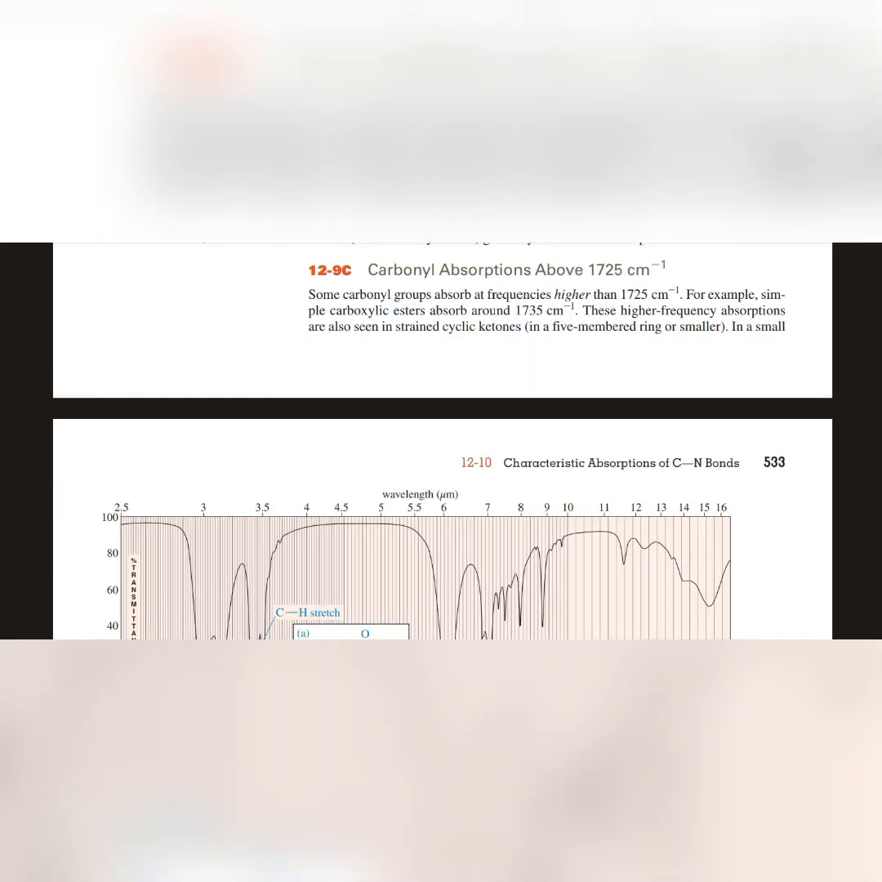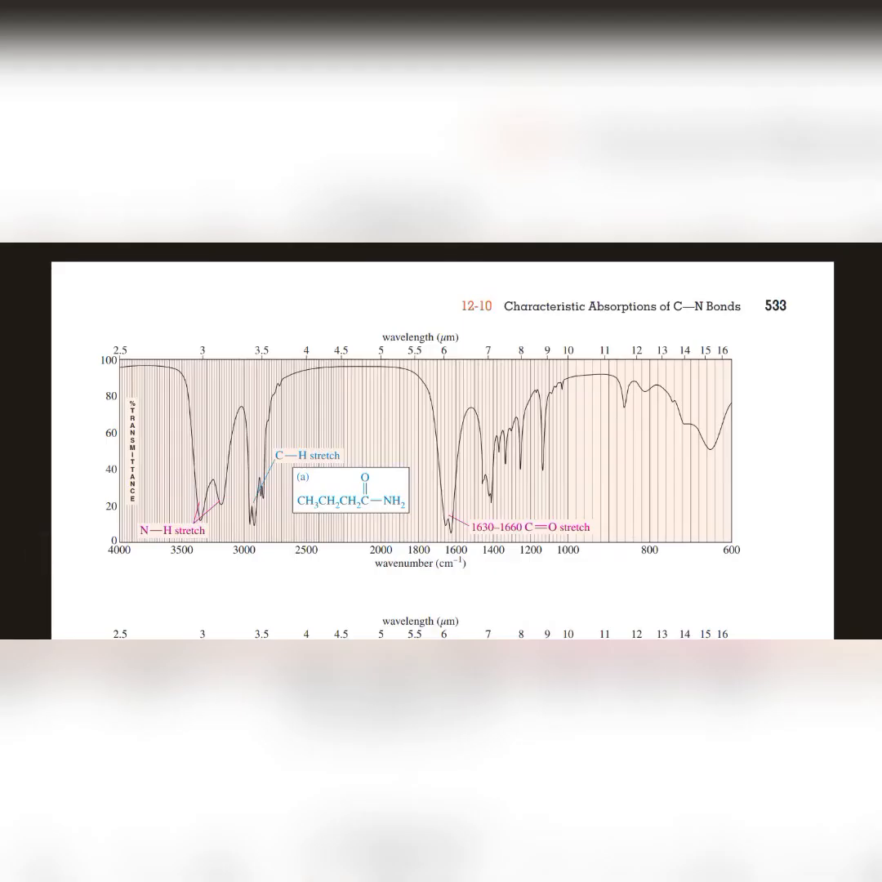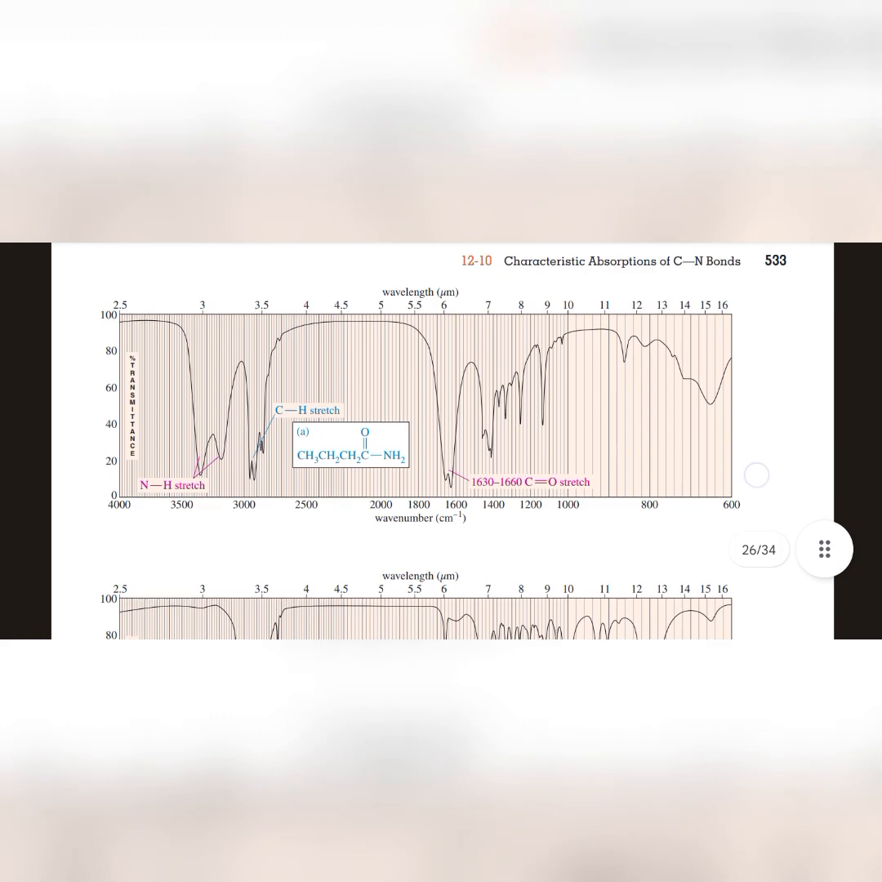Carbonyl absorption above 1725 cm⁻¹. Some carbonyl groups absorb at frequencies higher than 1725 cm⁻¹. For example, simple carboxylic ester absorbs around 1735 cm⁻¹. These higher frequency absorptions are also seen in strained cyclic ketones, as shown there.